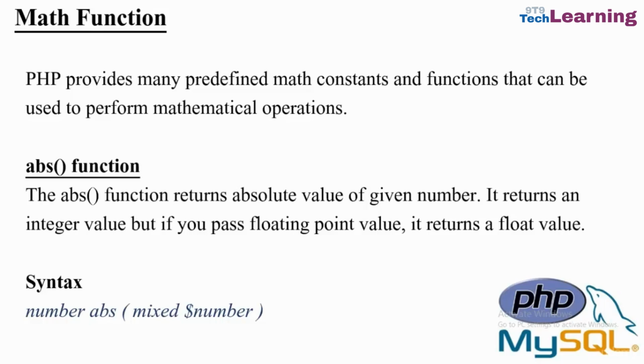So we have the abs function. This function returns the absolute value of a given number. It returns an integer value, but if you pass a floating point value, it returns a float value. This is the syntax for the abs function.